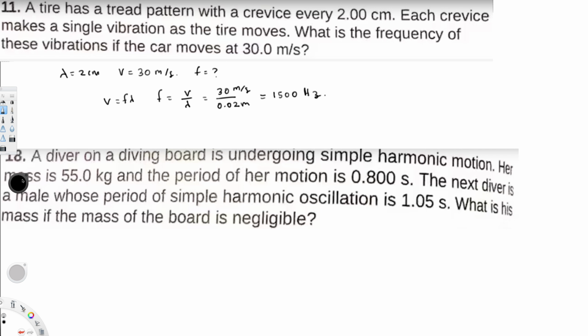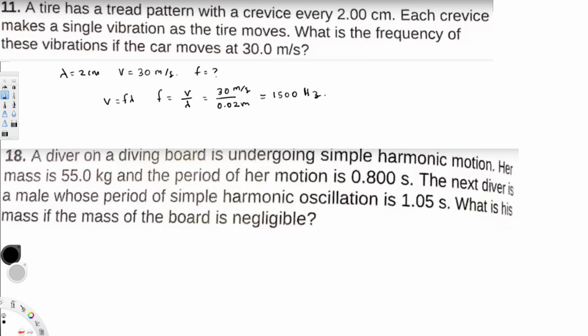And the second question we have, that's saying a diver on a diving board is undergoing simple harmonic motion. Her mass is 55 kg and the period of her motion is 0.80. The next diver is a male whose period of simple harmonic oscillation is 1.05 second. What is his mass if the mass of the board is negligible?